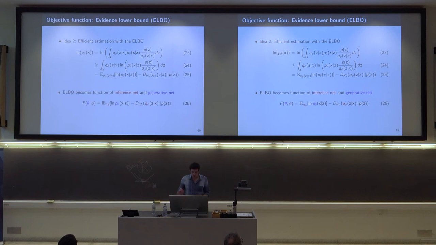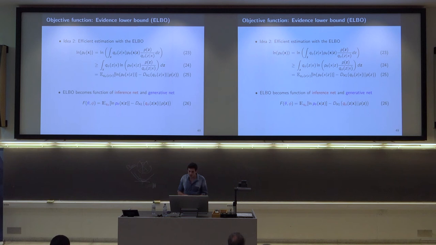Let's give a few comments. First of all, you can see that this lower bound has become a function of theta and phi. Phi used to be the weights of the discriminator in the GAN presentation. Now it's the weights of the encoder. So we're trying to train the model that has parameters theta, but it depends also on our encoder. We're training the two together.